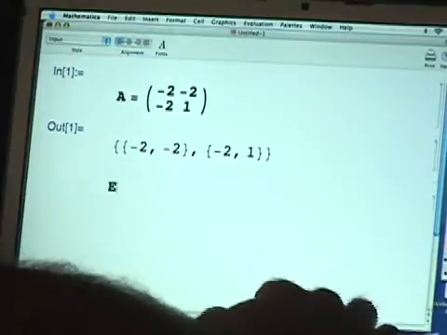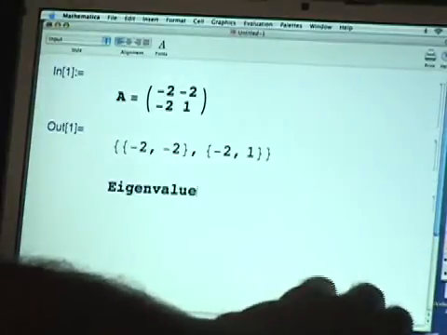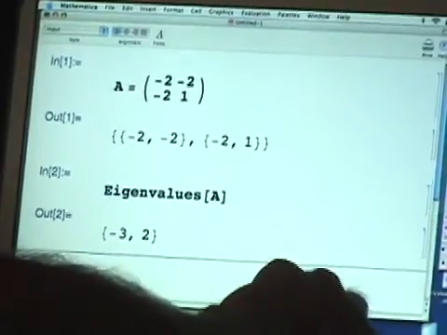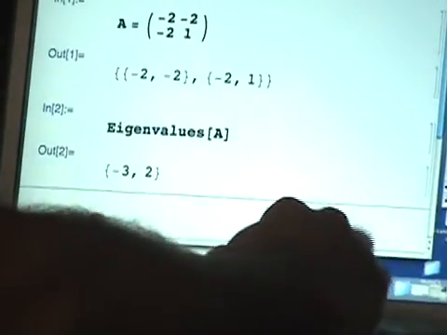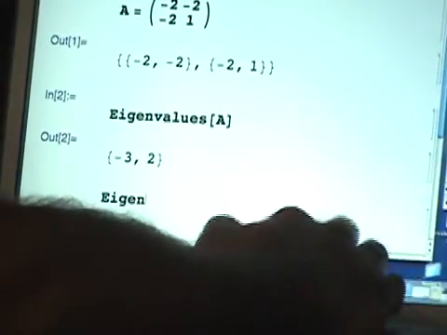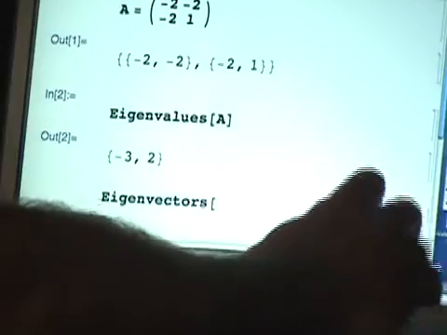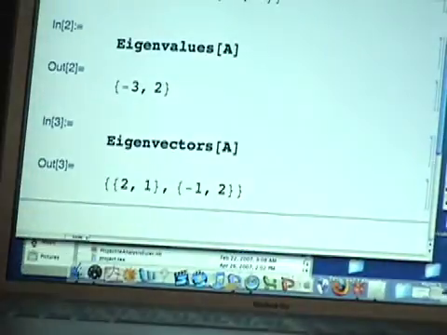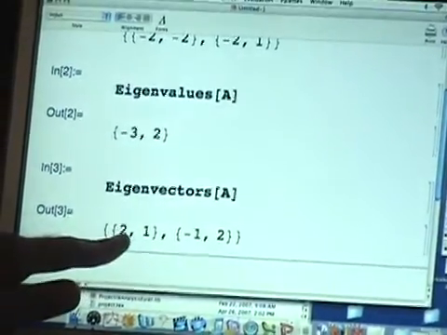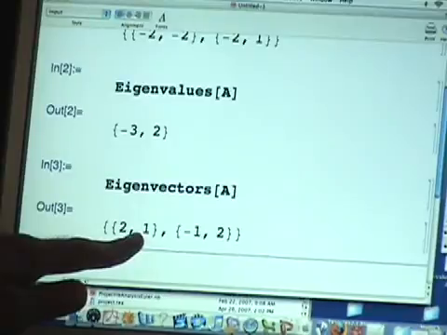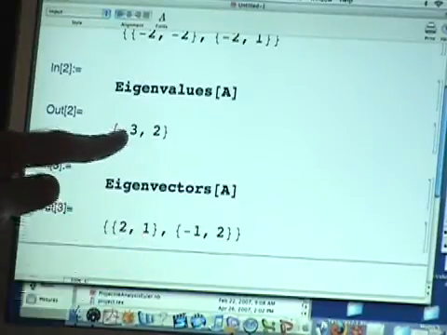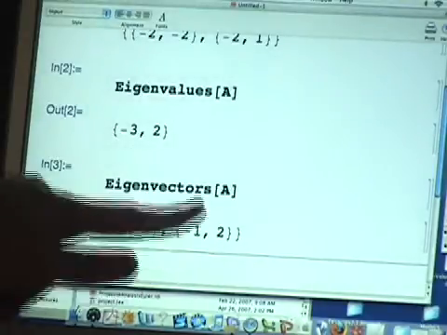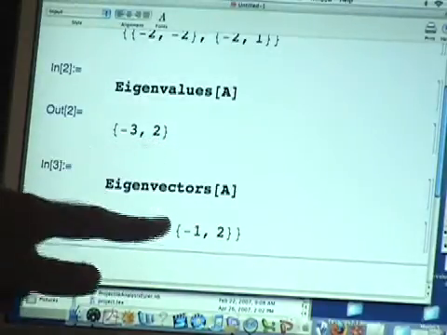Here's something very nice. Mathematica has built-in commands for eigenvalues and eigenvectors. So there we see our eigenvalues, -3 and 2. And the corresponding eigenvectors would be given in the same order. 2, 1 is the first eigenvector corresponding to the eigenvalue -3. -1, 2 is the second eigenvector corresponding to the eigenvalue 2.